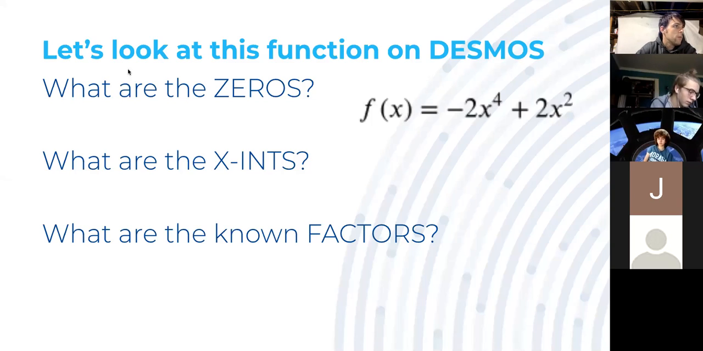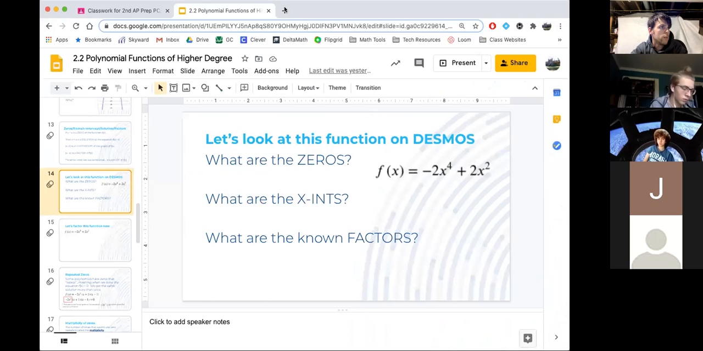Okay, so we're going to look at this function right here. We're going to take a look at it on Desmos. So this is it right here. We're going to see what are the zeros, what are the x-intercepts, what are the known factors. So that is negative 2x squared plus 2x, negative 2x to the fourth plus 2x squared. Let's go to Desmos and see what it looks like.